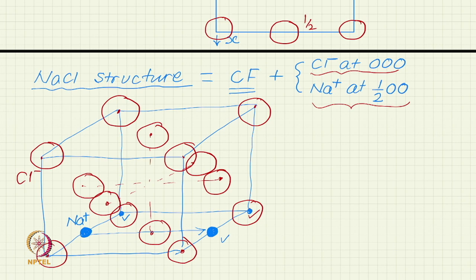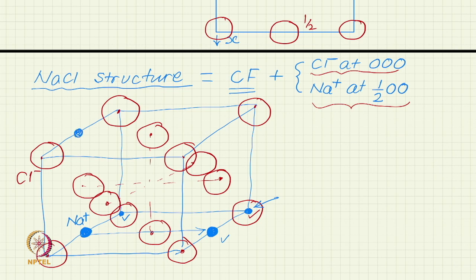This is also possible. We know that each edge of the cube is a translation direction, parallel to those edges. So, if there is a sodium there, translating it by 1 unit along the y axis, I should get a sodium plus ion there. But in the motif description, I am associating with each lattice point in turn. So, when I associate with this particular lattice point, then I get half O there.